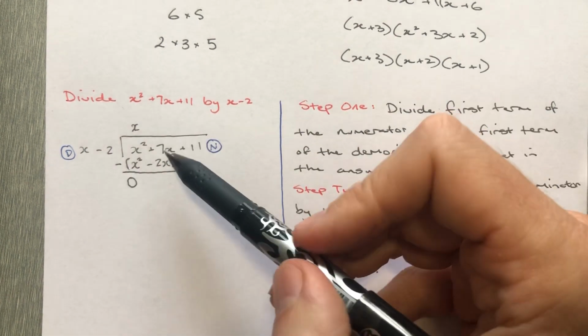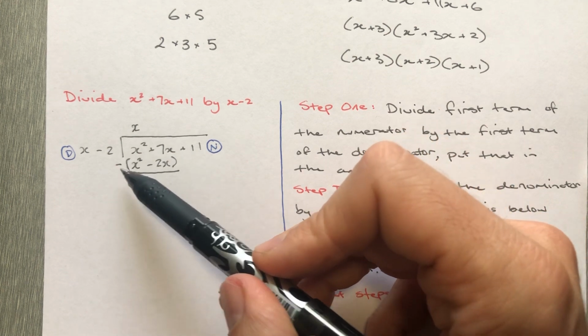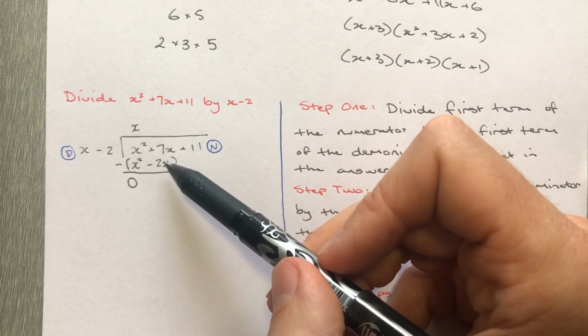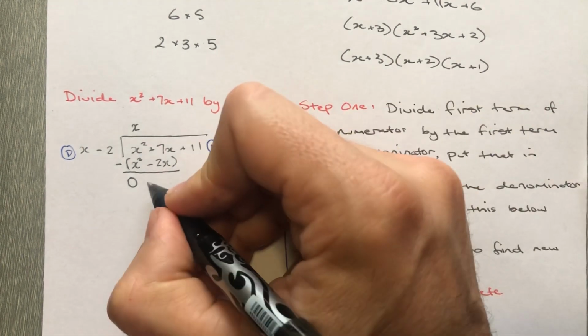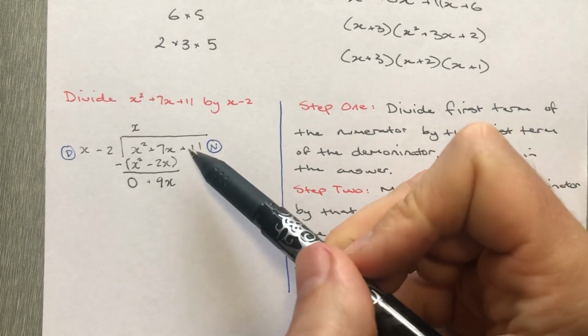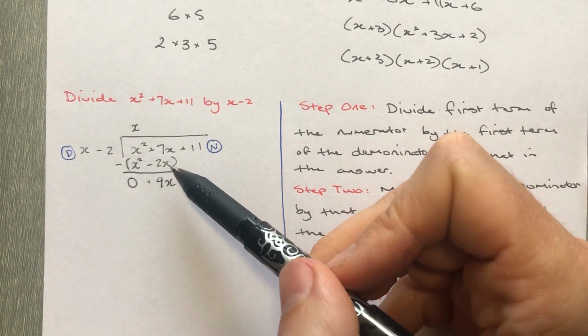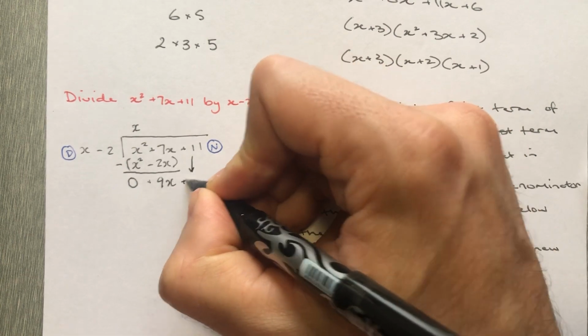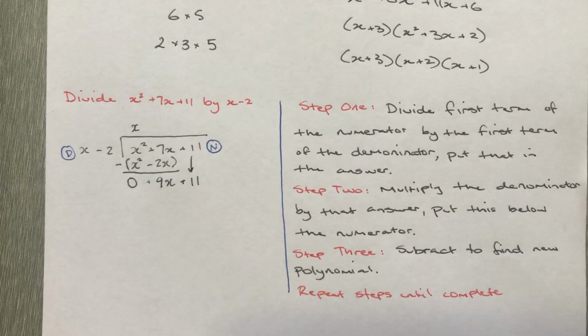And we also have 7x minus negative 2x. So that's the same as 7x plus 2x, which gives us plus 9x. Now don't worry about this 11 at the moment in terms of subtracting. The 11 comes down and joins this term here. Cool, so we've done all of our 3 steps.